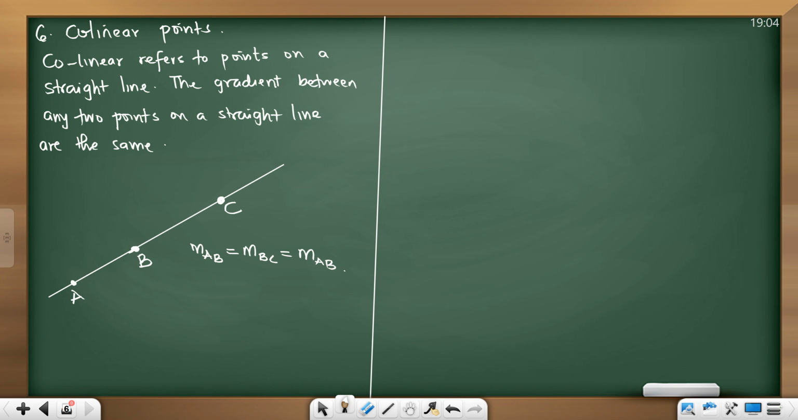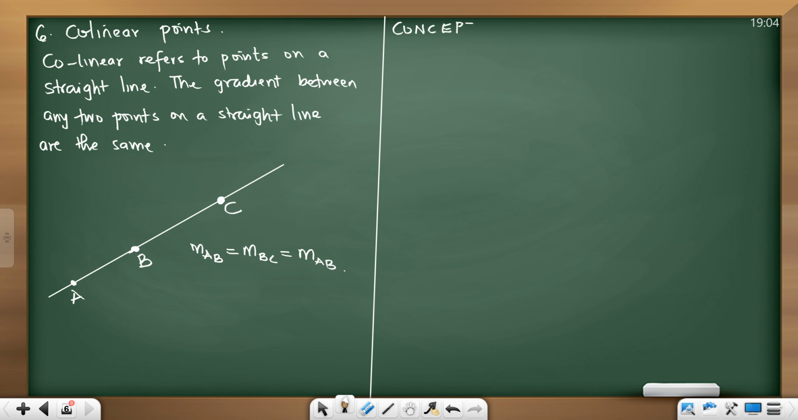Six important points on gradient. No one should struggle on how to find the gradient anymore. We started with y equals mx plus c. We moved to rate of change in y over change in x. We moved to angle of inclination. We moved to parallel lines, perpendicular lines, and collinear points. If the points are on a straight line, then the gradient between them is the same.